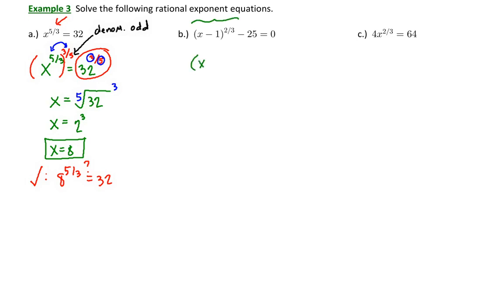So I'm going to add 25 to both sides. We have x minus 1 to the 2/3 equals 25. Now we're ready to raise both sides to the reciprocal of that rational exponent. We've got a 2/3 up there, so I'm going to flip it over and call it a 3/2. So I'm raising both sides to the 3/2.